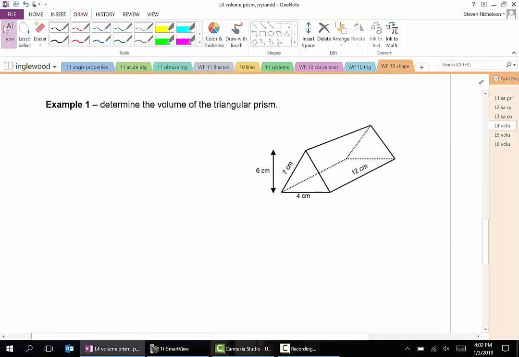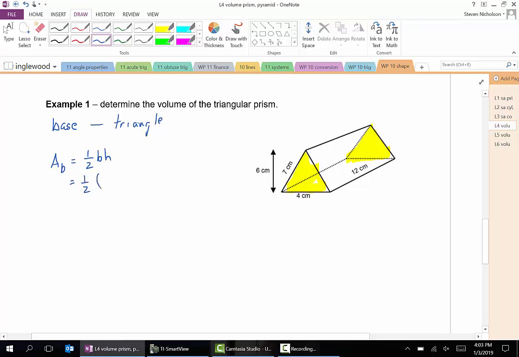So let's do some quick examples. And again, one of the keys in doing these questions is identifying the base and then making sure we put the right numbers in the right place. So in this example right here, my only two parallel sides are this end and this end. So those are the base. So the base in this prism is a triangular base.